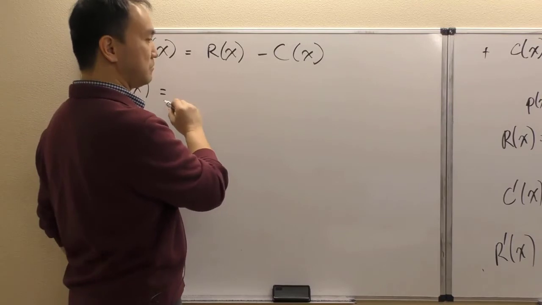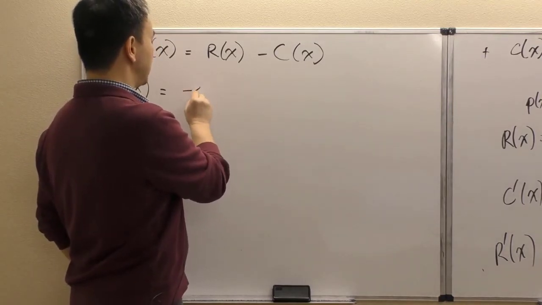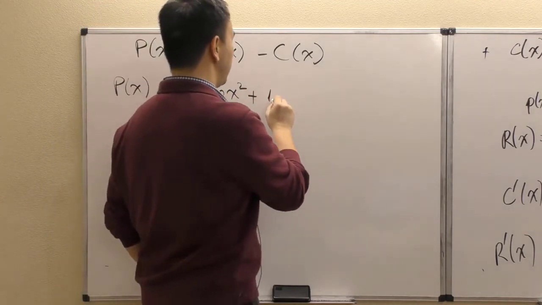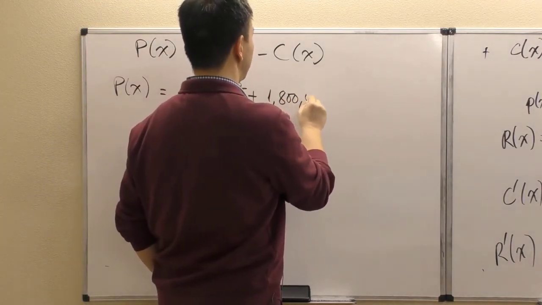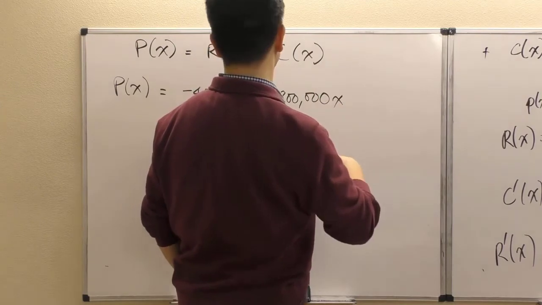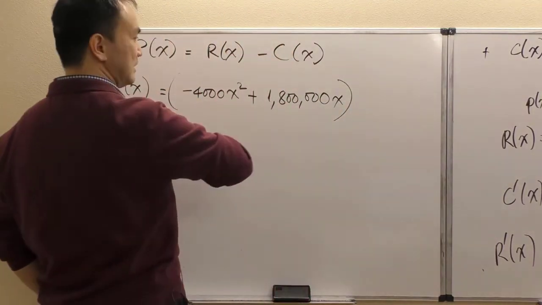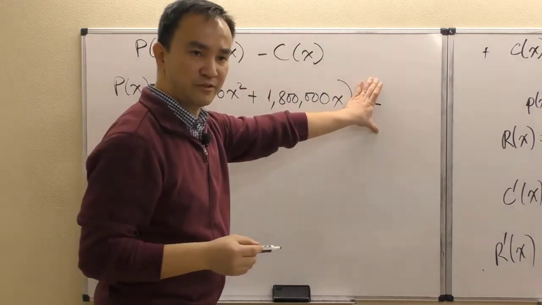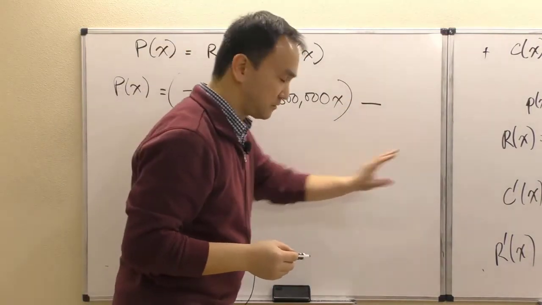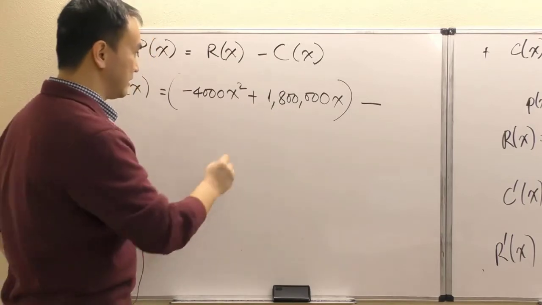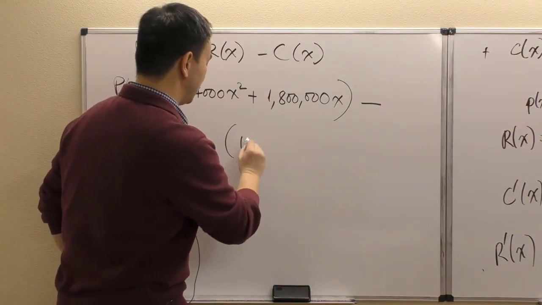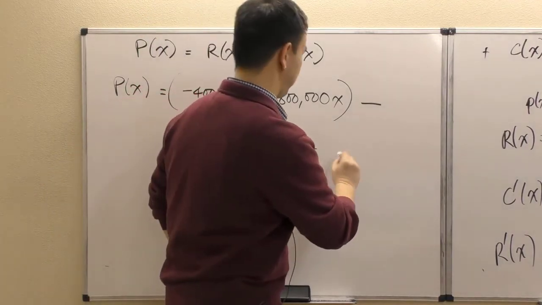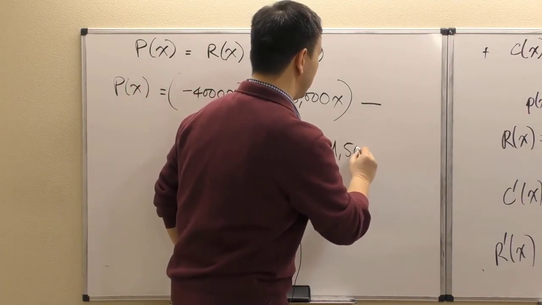We had our revenue function being minus 4,000 x squared plus 1.8 million x. Okay, now that's our revenue. Now we are going to subtract. I'm running out of line, so after that subtraction sign, I'm going to write my cost function in the next line down right here. The cost function here is going to be 120,000 x plus $1.5 million.